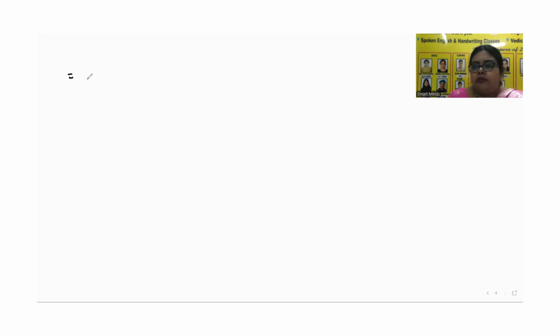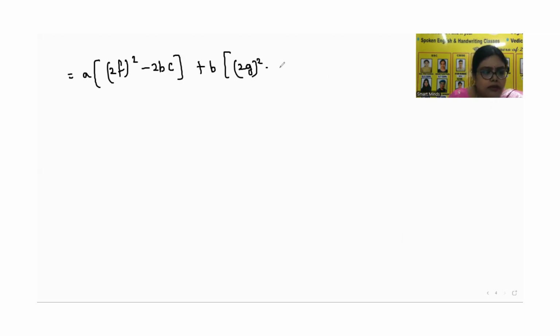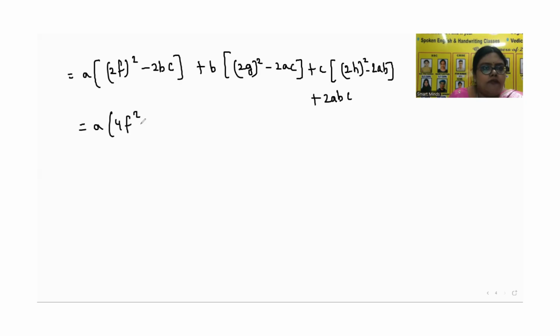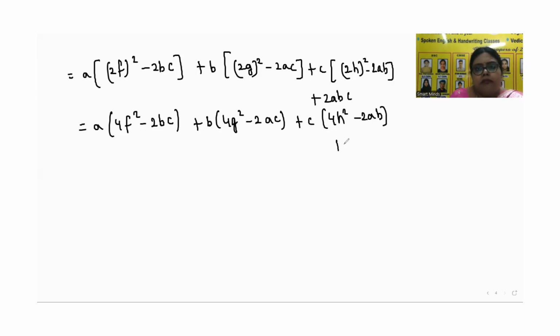Now we are replacing the values. So A into (2F)² minus 2BC plus B into (2G)² minus 2AC plus C into (2H)² minus 2AB plus 2ABC. So that is A into 4F² minus 2BC plus B into 4G² minus 2AC plus C into 4H² minus 2AB plus 2ABC.